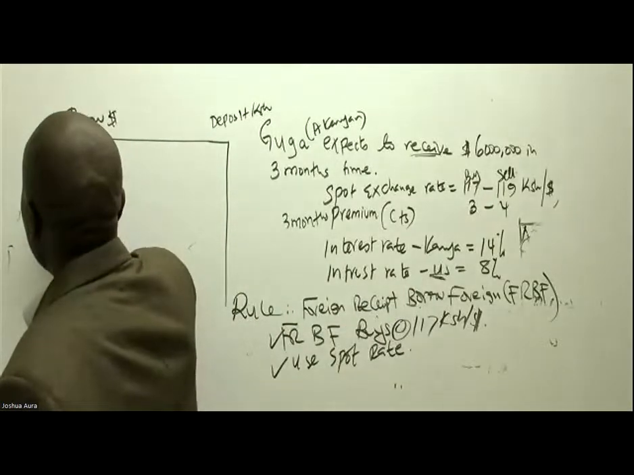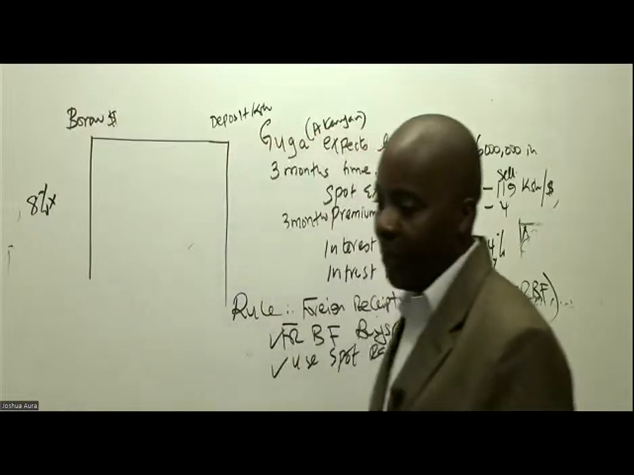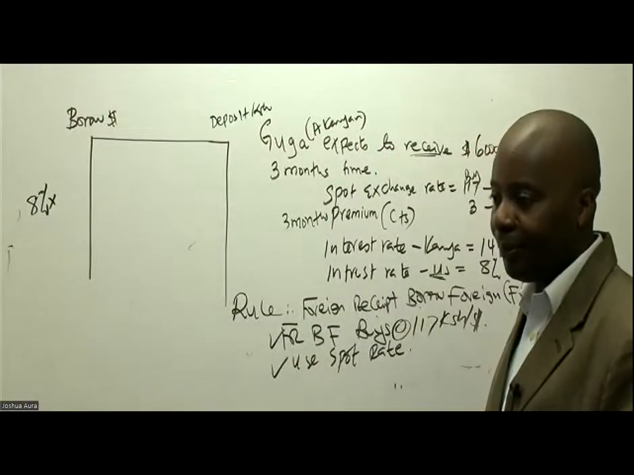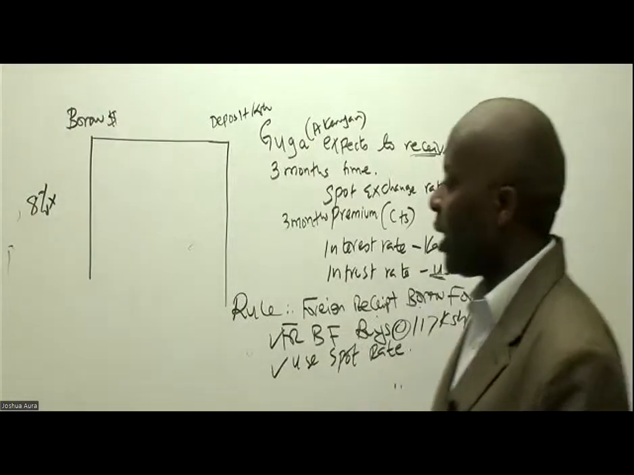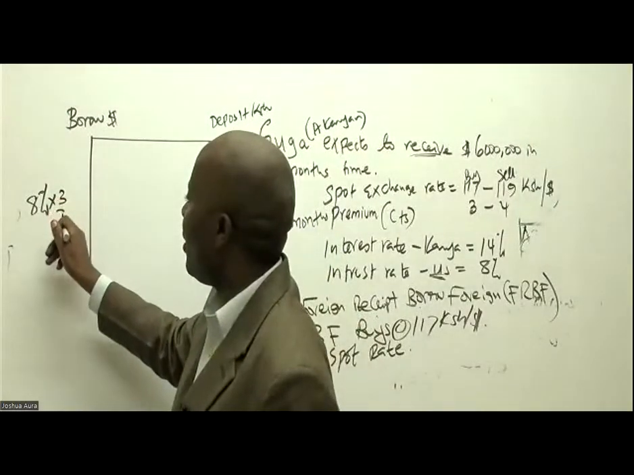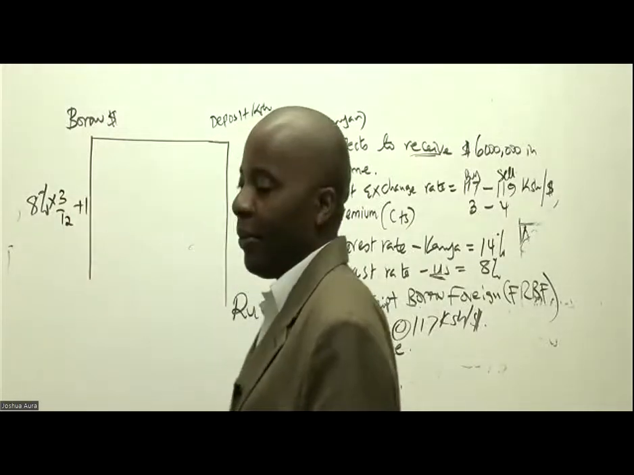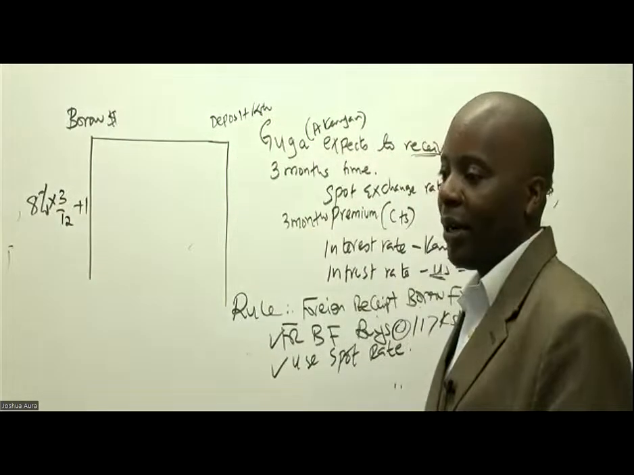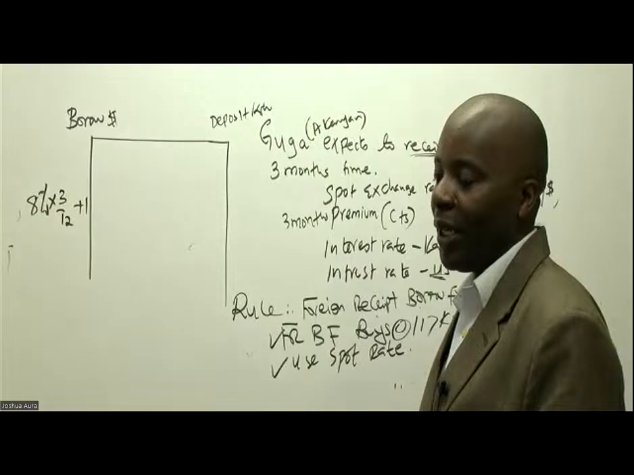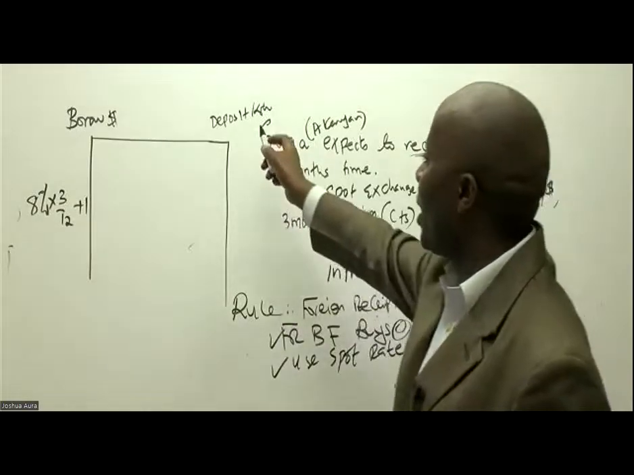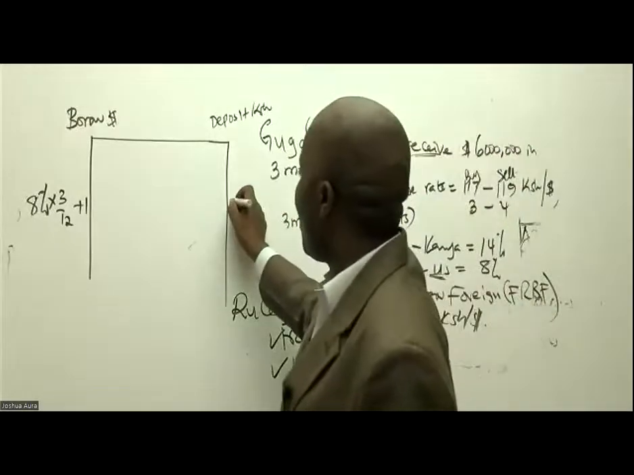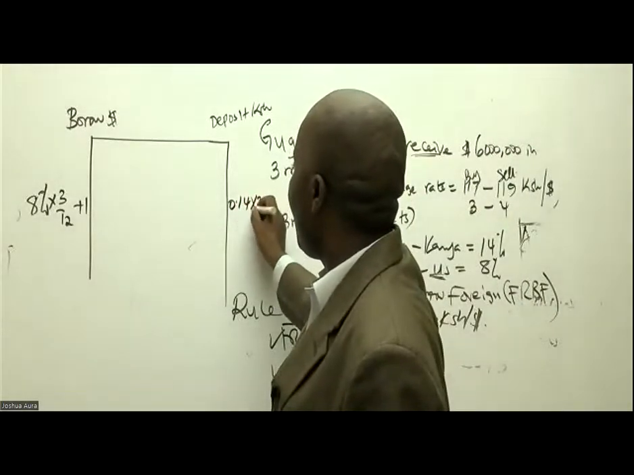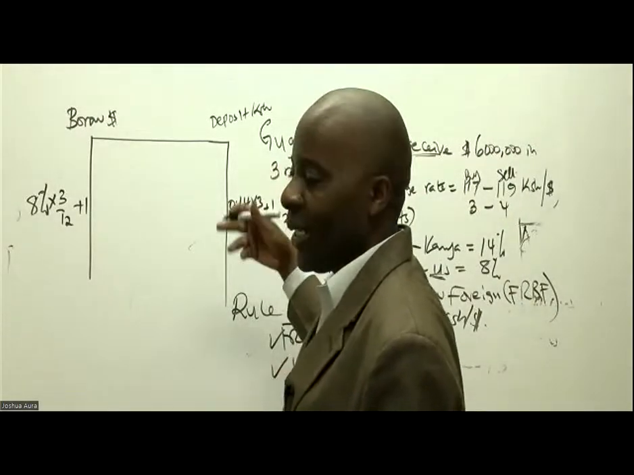So 8% times what over what, if you are following? Times 3 over 12, isn't it? Times 3 over 12, plus 1. Great. And then we have depositing the Kenya shilling. Kenya interest rate is 14%. So 0.14 times 3 over 12, plus 1. 14% doesn't matter really.